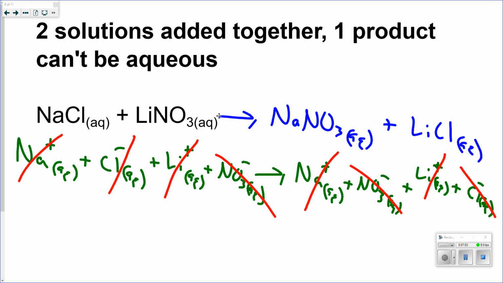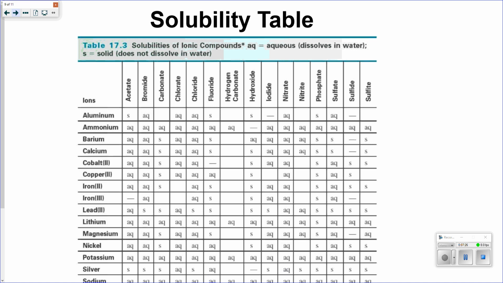If all I did was mix two solutions together and get two solutions in return, nothing happened. You could rewrite these formulas however you want. It doesn't change the fact that nothing actually changed, which is why one product can't be aqueous. That means a change would actually occur. Well, how do we figure that out?